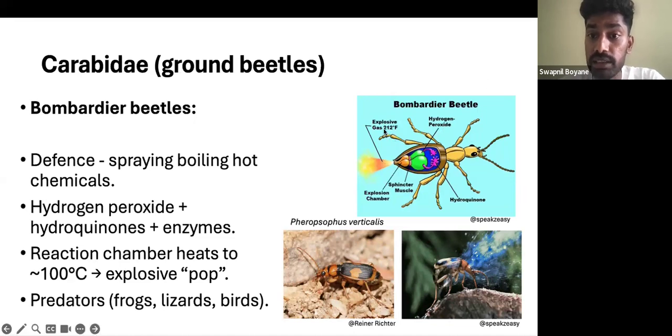That reaction chamber can heat up to 100 degrees Celsius, and they spray this chemical on their predator in their defense. These are mostly associated with the ground grasses. So I would suggest, if you see any beetle with this pattern particularly, do not touch them. If you touch, you're going to have severe consequences.